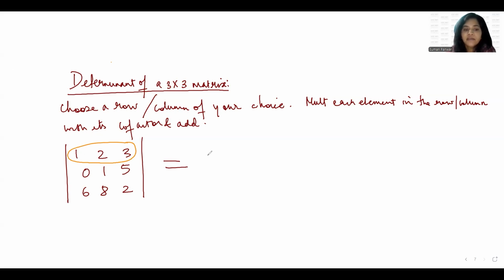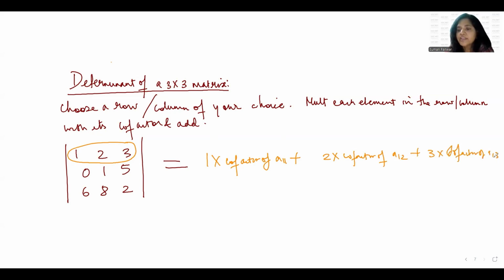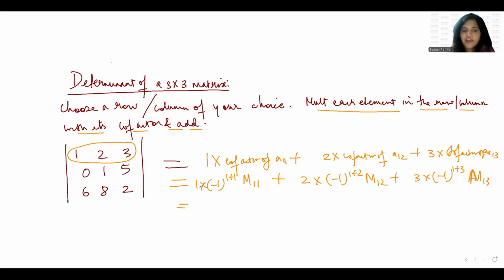Okay, so I will take 1, multiply it with its cofactor. So, cofactor of what is the position? A11 plus 2 into cofactor of A12 plus 3 into cofactor of A13. That is what I have told you in this. Multiply each element in the row or column with its cofactor and add. So, now what is cofactor of A11? Minus 1 power 1 plus 1, M11. 2 into minus 1 power 1 plus 2 M12 plus 3 into minus 1 power 1 plus 3 M13. So this is 1 into 1 M11. This is 2 into minus 1, minus 2 M12. This is 3, minus 1 power 4 is 1, M13. So what is M11? Hide the first row and the first column.